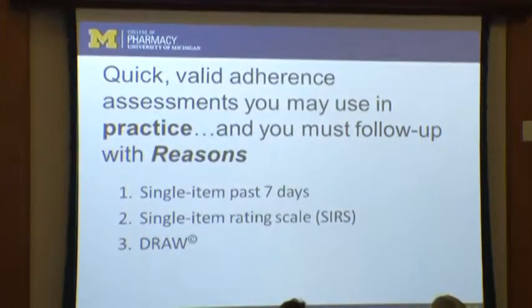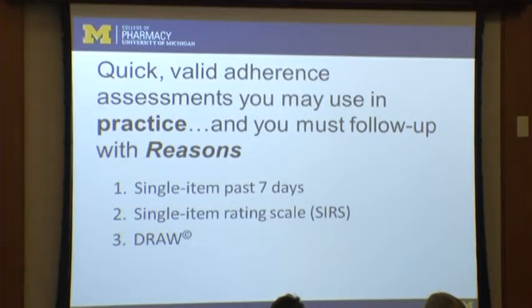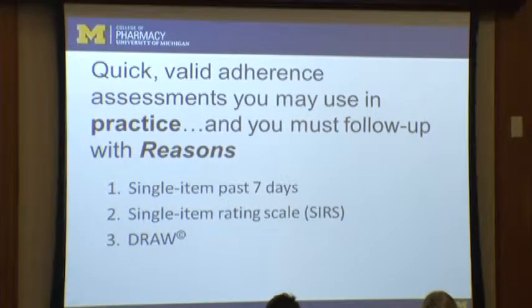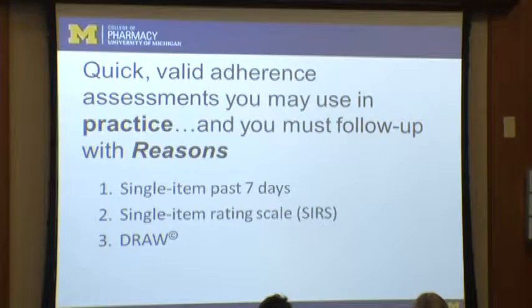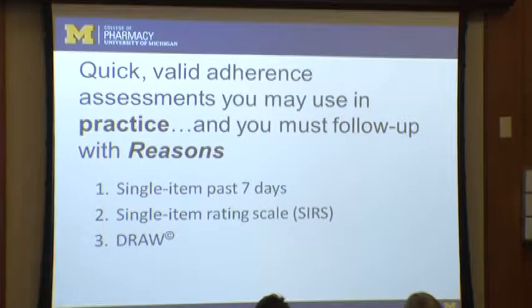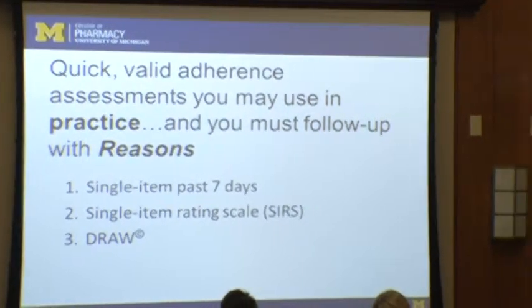So, I got 2 things for you to definitely think about, and one is an FYI, because I think it takes too long. All right? So, number 1, single item, past 7 days. I'm going to show it to you in 1 second. Single item rating scale. And you're going to go, Karen Ferris, I don't like that. Because everybody in here wants a number. I know you do. You want a number. Okay? We're going to talk about why I think the single item rating scale is our best day-to-day assessment of medication adherence. I'm going to show you the draw tool.